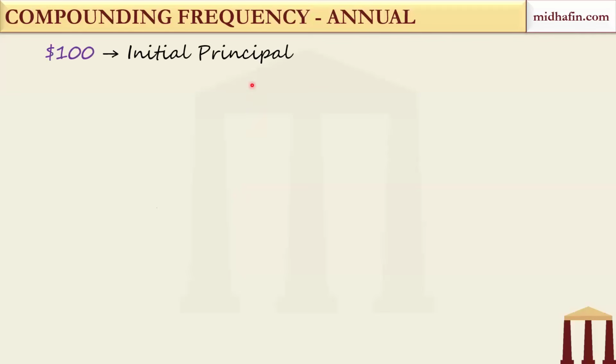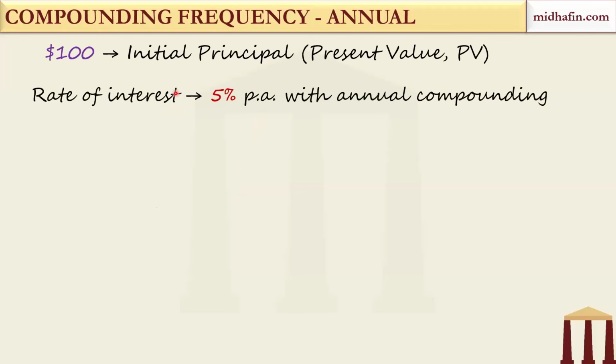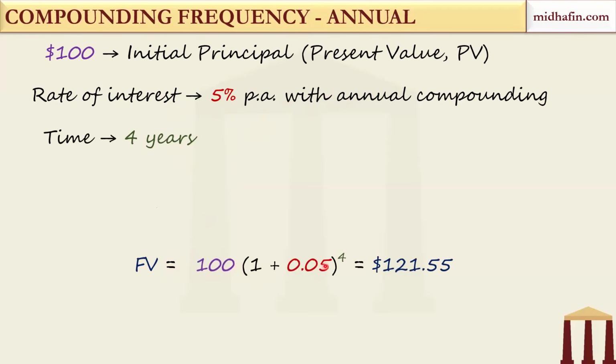Okay, so annual compounding, all these things are quite clear. So let's say you have $100 as the initial principal, the rate of interest is 5% per annum with annual compounding, and time is 4 years. How do you calculate future value? You simply do this: 100 times (1 plus 0.05) raised to the power 4. This should be clear to everyone, so I'll not go into detail at all.